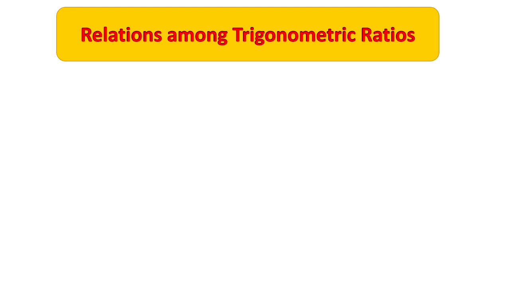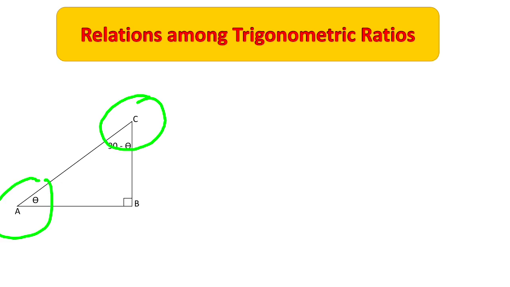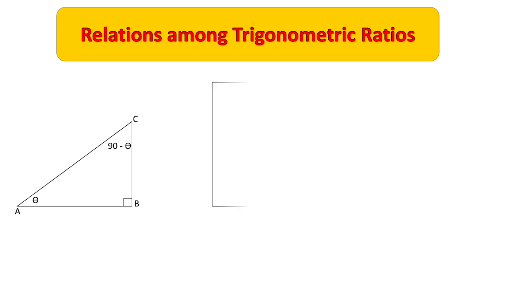Already I have explained to you about the three ratios sin theta, cos theta and tan theta. Here, students, the trigonometry ratio depends on a right angle triangle. In a right angle triangle, one angle is 90 degrees and the sum of the other two angles is 90 degrees. So here I have assumed angle B is 90 degrees, angle A is theta, then angle C will be 90 minus theta. It means the sum of angle A and C will be 90 degrees.